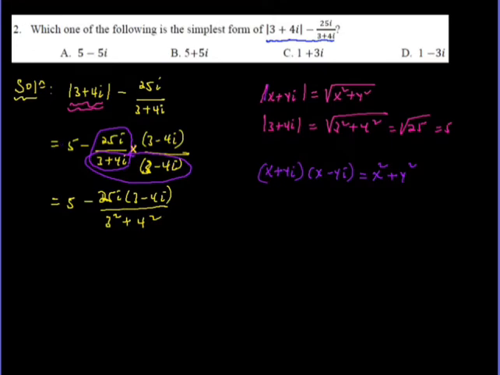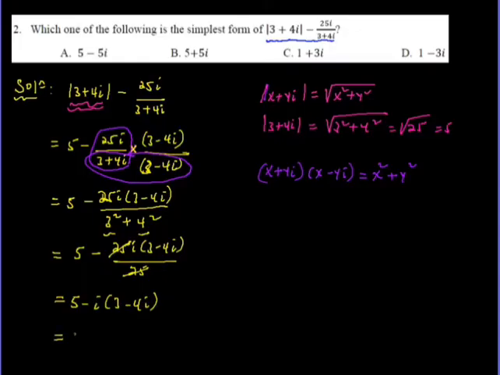So now let us substitute everything here. 5 minus 5 minus 25i into 3 minus 4i over 25, because 3 square plus 4 square is 25. Now you can simplify this 25. The result becomes 5 minus i into 3 minus 4i.